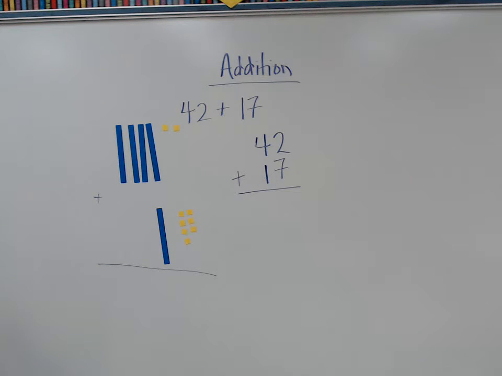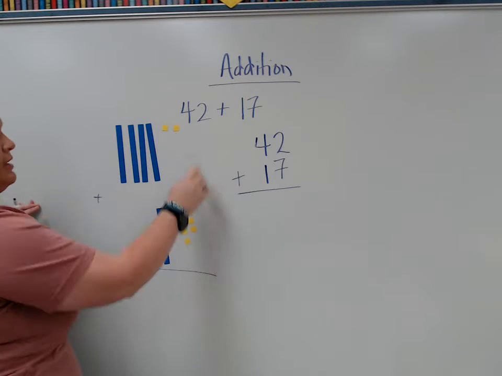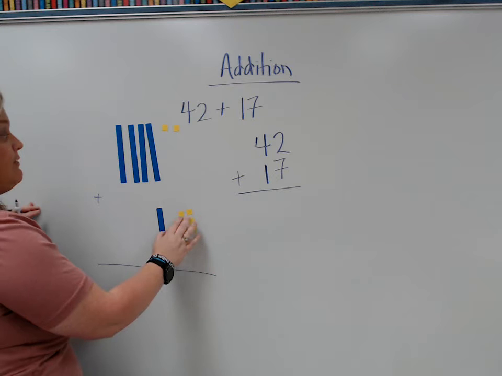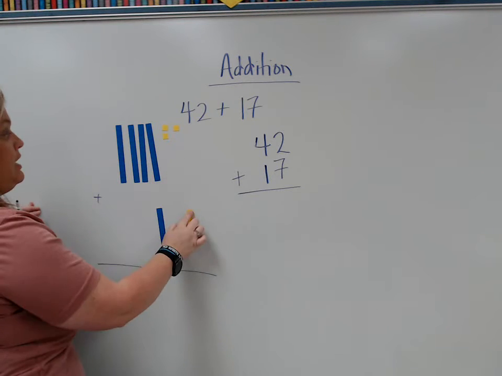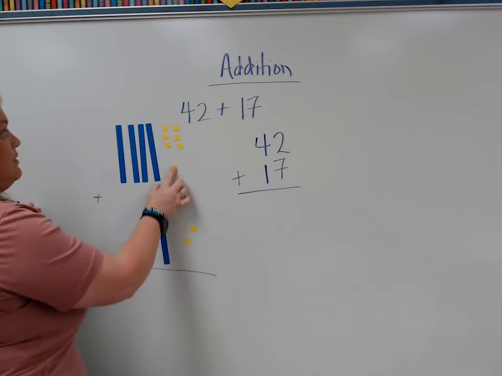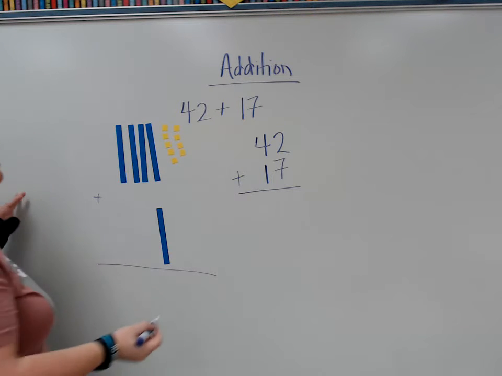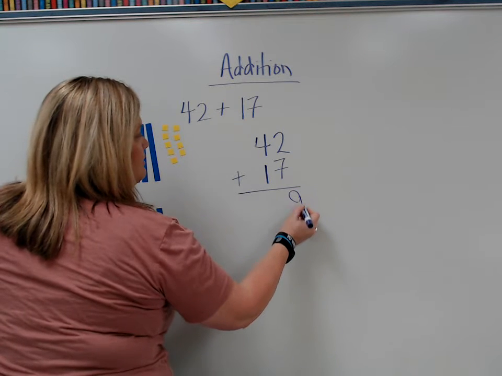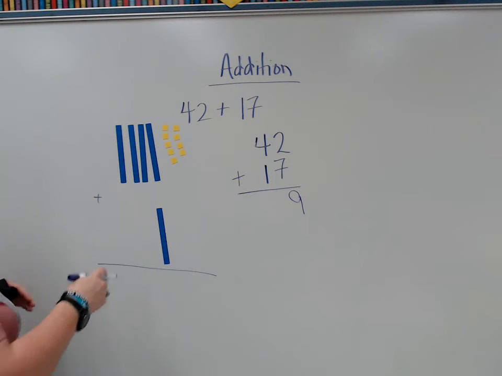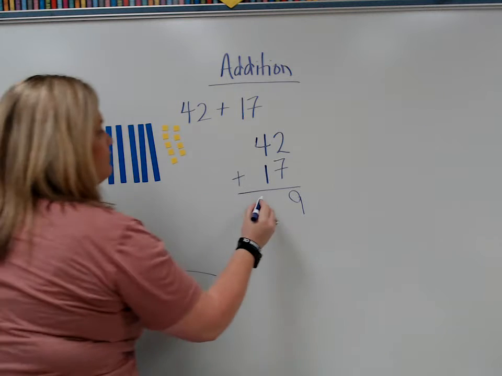Okay, now what we're going to do is, like with a regular addition problem, we're going to be adding the ones place first. So I have 2 up here and 7 down here. So 2 plus 7. 2, 3, 4, 5, 6, 7, 8, 9. And we knew that. We knew that 2 plus 7 is 9. Now we go to our tens. We have 1, 2, 3, 4, plus 1 is 5.